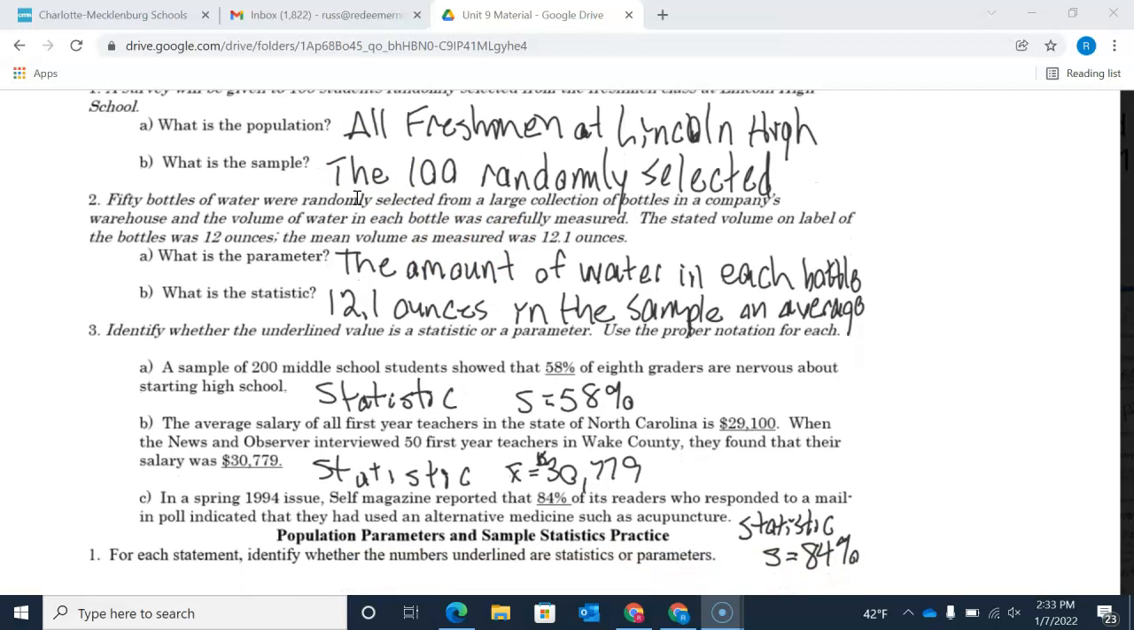Okay, number 2. So 50 bottles of water were randomly selected from a large collection of bottles in a company's warehouse, and the volume of water in each bottle was carefully measured. The stated volume on the labels of the bottles was 12 ounces. The mean volume, as measured, was 12.1 ounces. So the parameter is the amount of water in each bottle. But the actual statistic, what we found, was that 12.1 ounces was in the sample on average. So there was this sample amount, and there was 12.1 ounces in the sample.